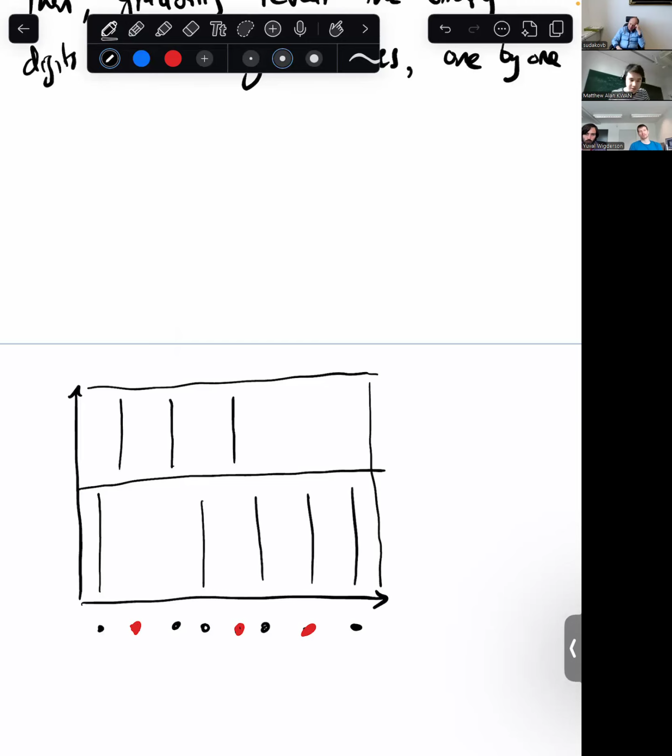And then when you reveal the second digit, it's like I split each of these in half again, and I tell you which side of each line they're in. So maybe this point is in here, and this point is in here. This point's in here, this point's in here, and this point's in here, and whatever.